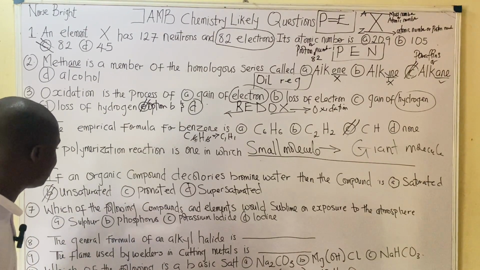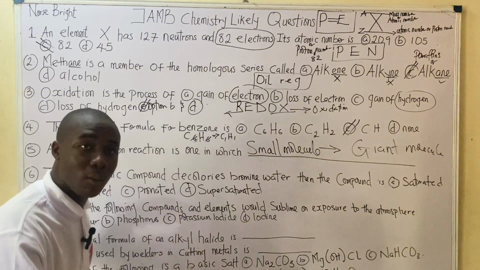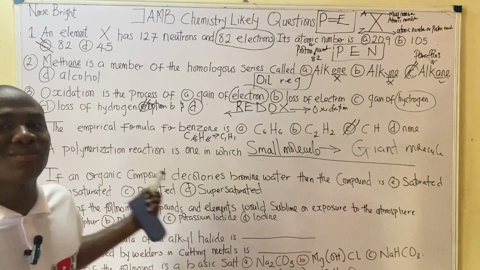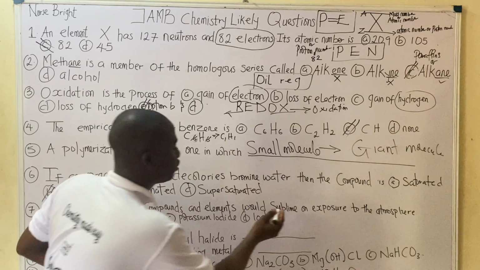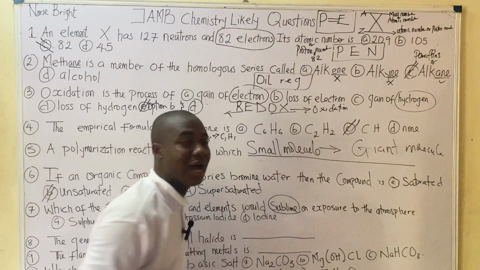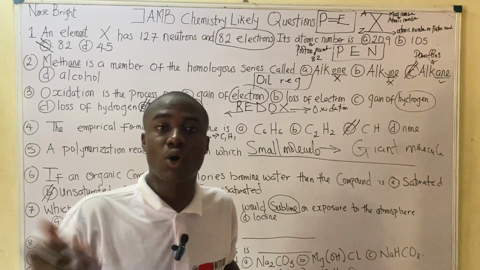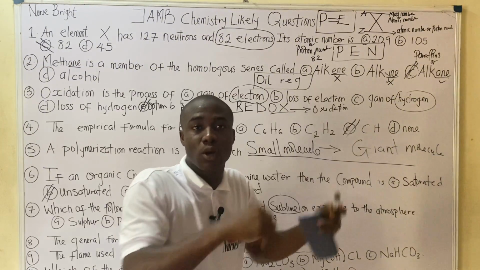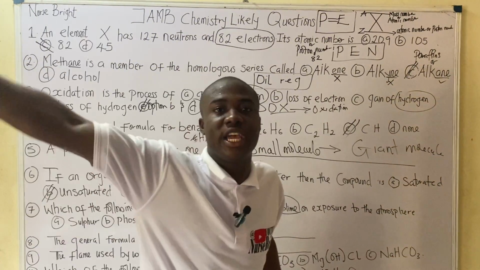So question number 7 says, which of the following compounds and elements would sublime on exposure to atmosphere? Very easy. First of all, we have to understand what the word sublime means. It is in the form of a process called sublimation, and sublimation is a process whereby a solid substance changes directly into gaseous state.